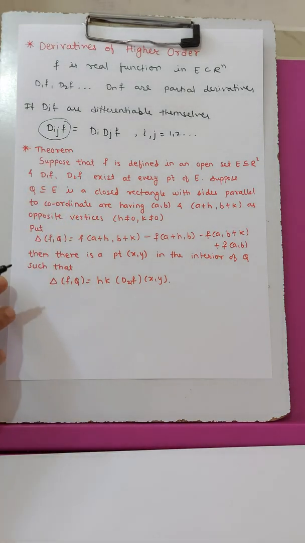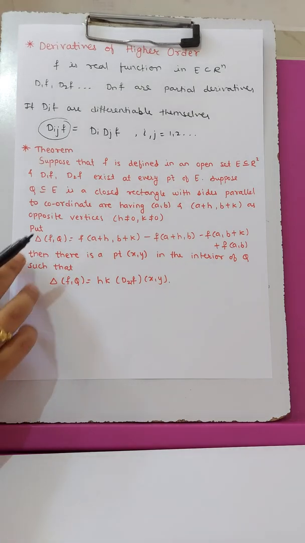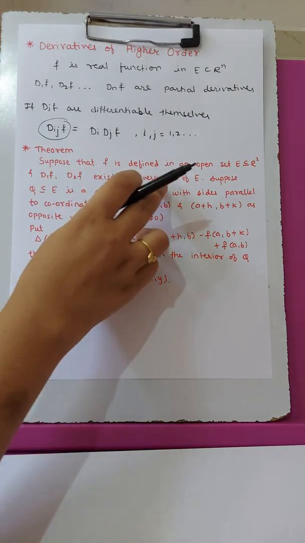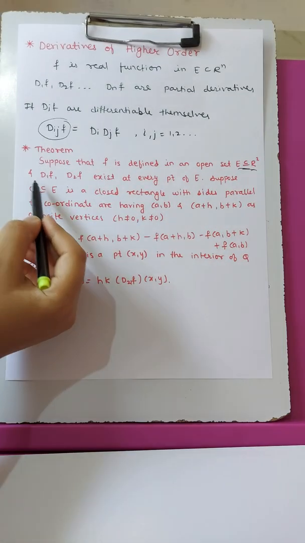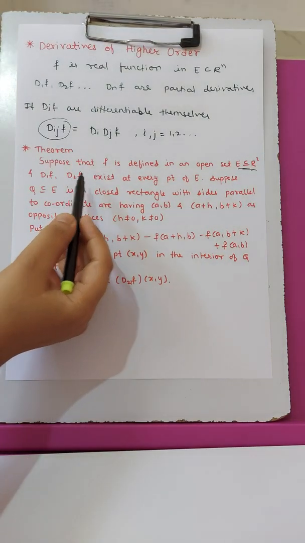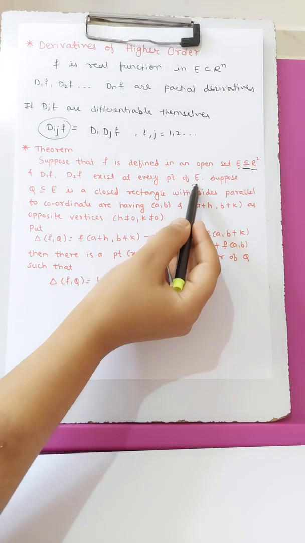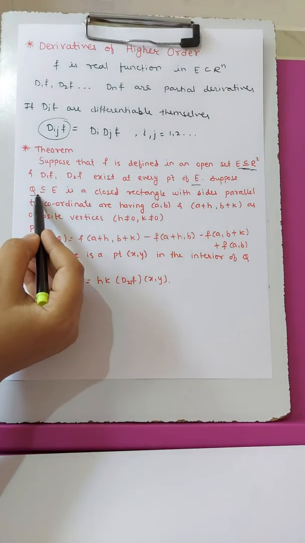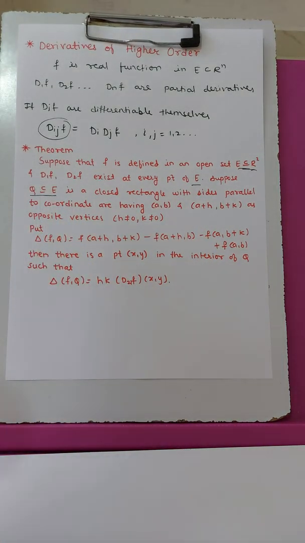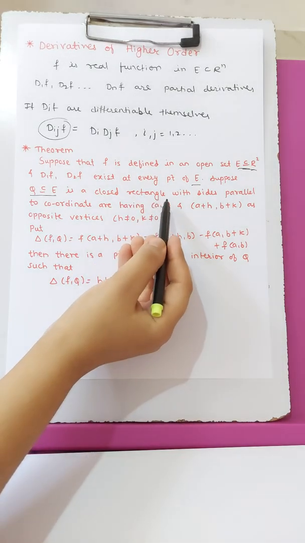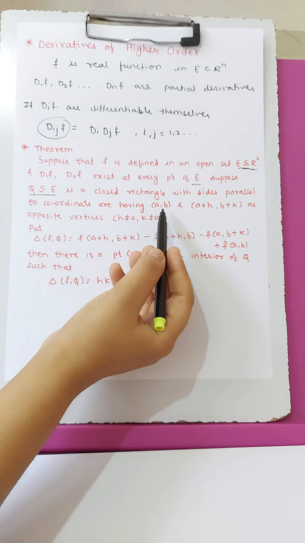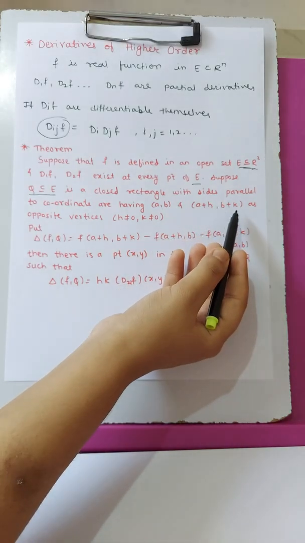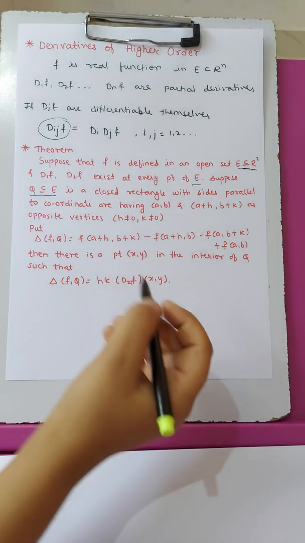Now this definition is followed by a theorem which states that suppose that f is defined in an open set E, which is a subset of R2, and D1 f, D2 f exist at every point of E. Suppose that Q is a subset of E and Q is a closed rectangle with sides parallel to the coordinate axes, having (a, b) and (a plus h, b plus k) as opposite vertices.